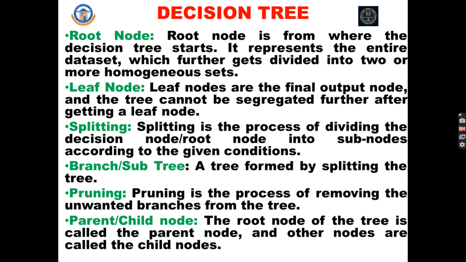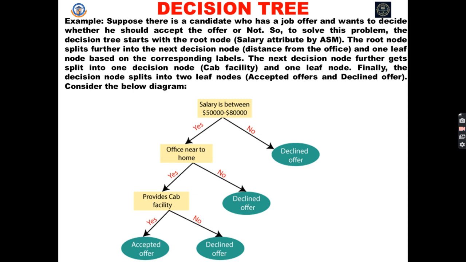Splitting is the process of dividing the root node into subnodes according to the given conditions. Coming to the branch or subtree, a tree which is formed by splitting the tree is called a subtree. Pruning is the process of removing the unwanted branches from the tree. It is very essential in the decision tree. And coming to the parent and child nodes, the root node of the tree is called the parent node, and other nodes are called child nodes.